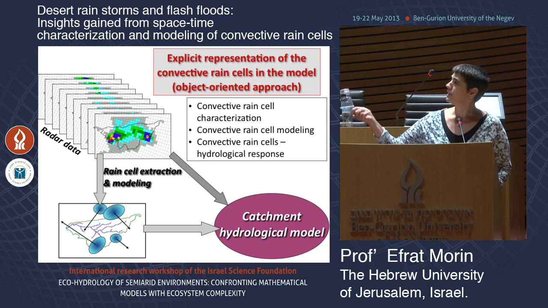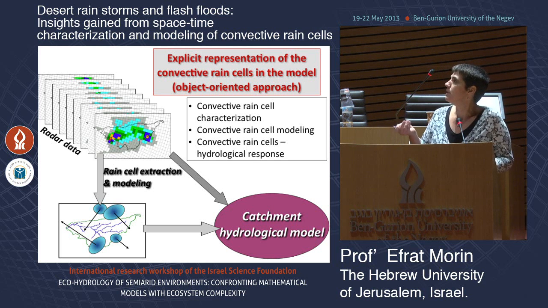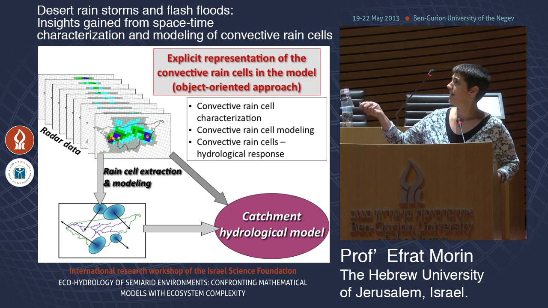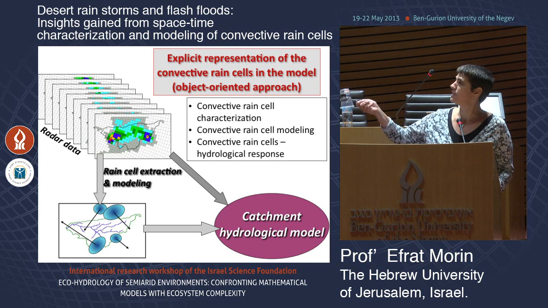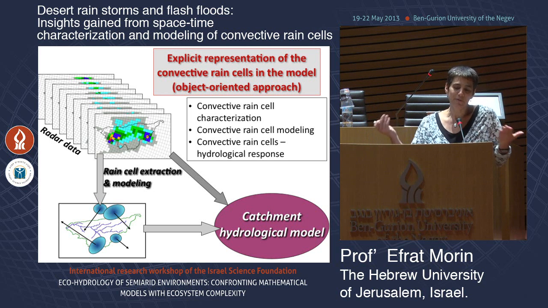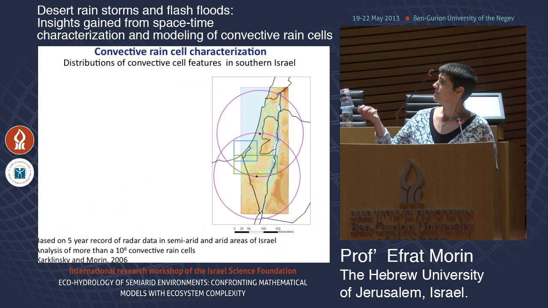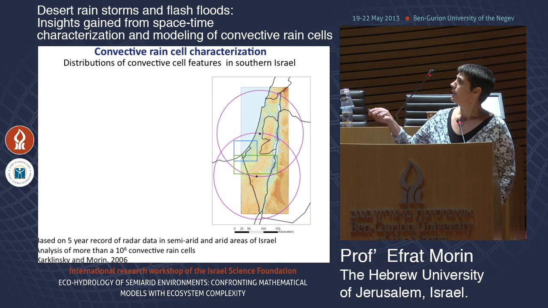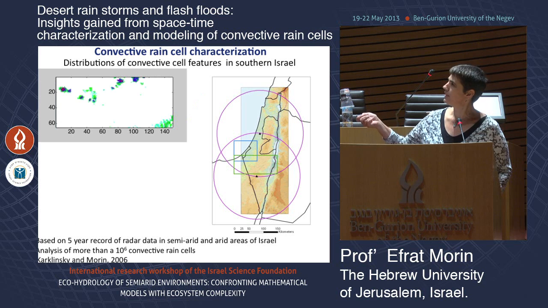It requires several steps. We first have to characterize the convective rain cell, to see what its shape and dynamics are, then find a nice way to model them, to represent them with some function, and at the end relate them to the hydrological response and see if we learn anything new. For the characterization, we did a study of radar data of several years in the southern part of Israel, in the blue area, in the green area.